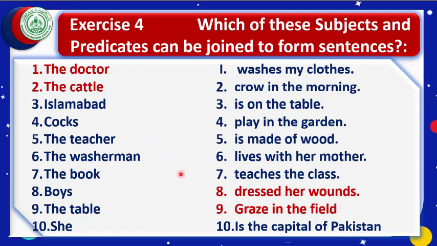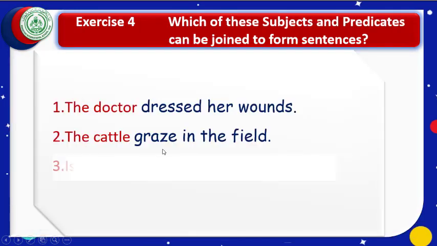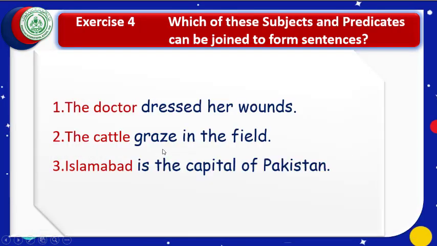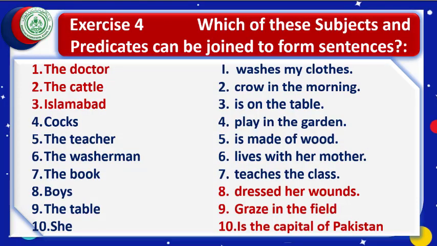Islamabad is the capital of Pakistan. This will be the correct option. Let us write this complete sentence. Now we shall do number 4. The ones which we have done are given in red. We can leave them. We can check the other ones.